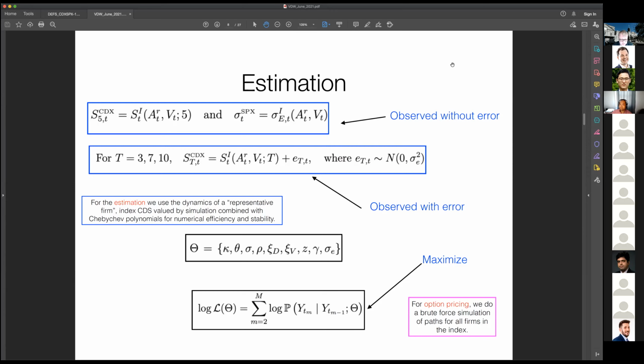Just to say that maybe in the estimation part, we simplify ourselves by having an approximating sort of representative firm that enters into the likelihood. But later, when we actually do option pricing, we do full brute force simulation, so that any sort of relevant diversification kicks in the way it should in pricing. All right, so that's all about the estimation.